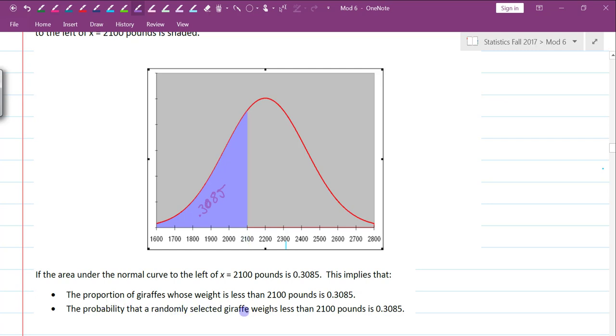And the probability of randomly selecting a giraffe that weighs less than 2,100 pounds is equal to 0.3085, okay? So the probability of randomly selecting one giraffe who weighs less than 2,100 pounds is 0.3085, or approximately 0.31.